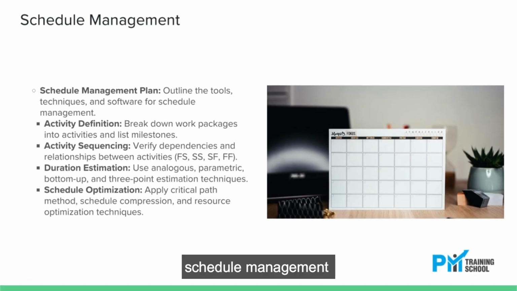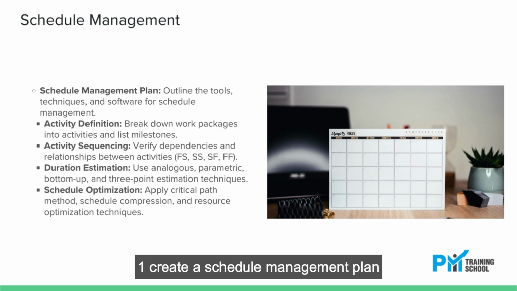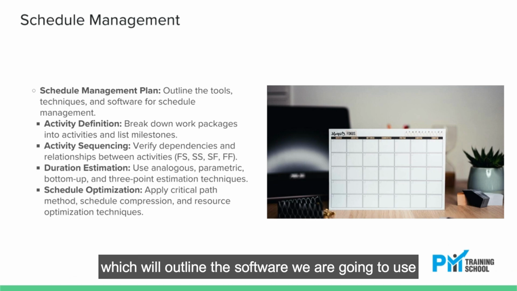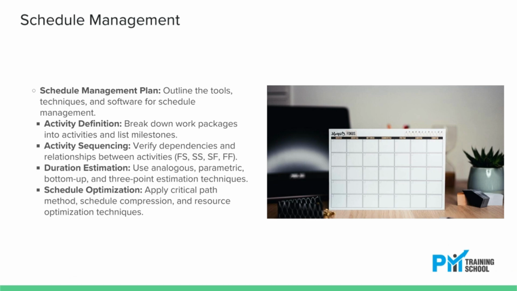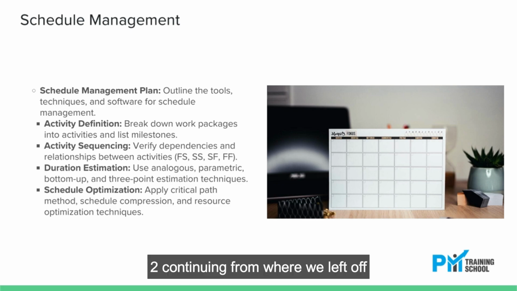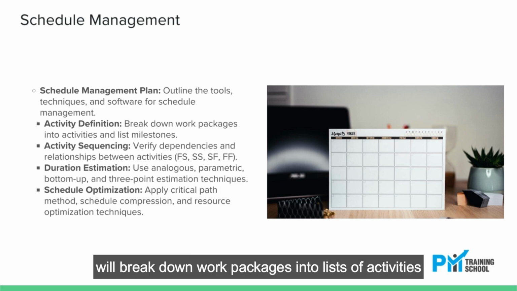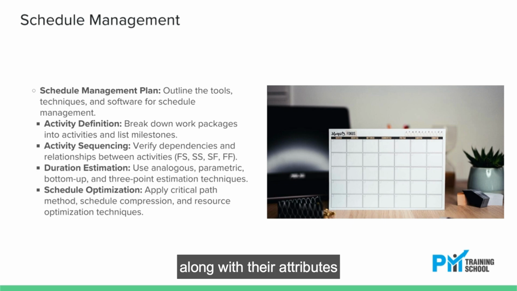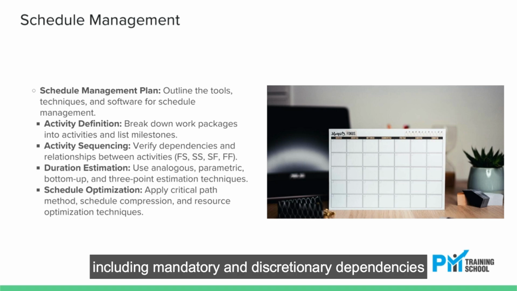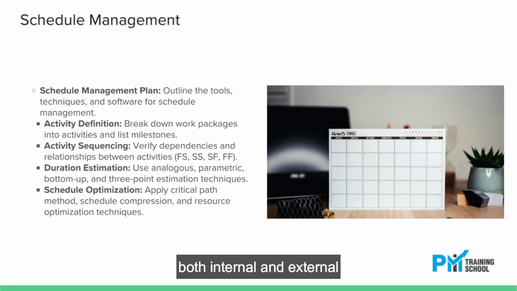Schedule management. 1. Create a schedule management plan which will outline the software we are going to use and additional relevant details. 2. Continuing from where we left off in scope management, we'll break down work packages into lists of activities, along with their attributes, and compile a list of milestones. 3. Check activity relationships: finish to start FS, start to start SS, start to finish SF, finish to finish FF. 4. Verify activity dependencies, including mandatory and discretionary dependencies, both internal and external.